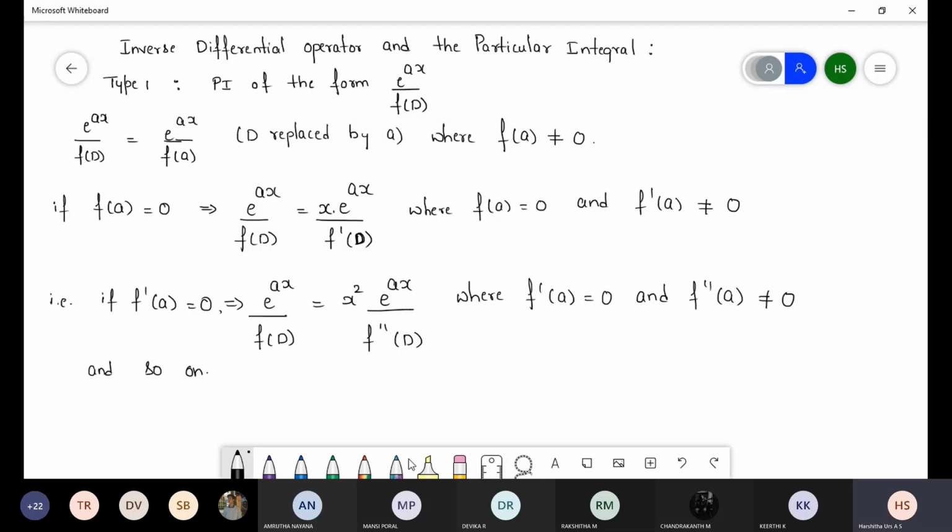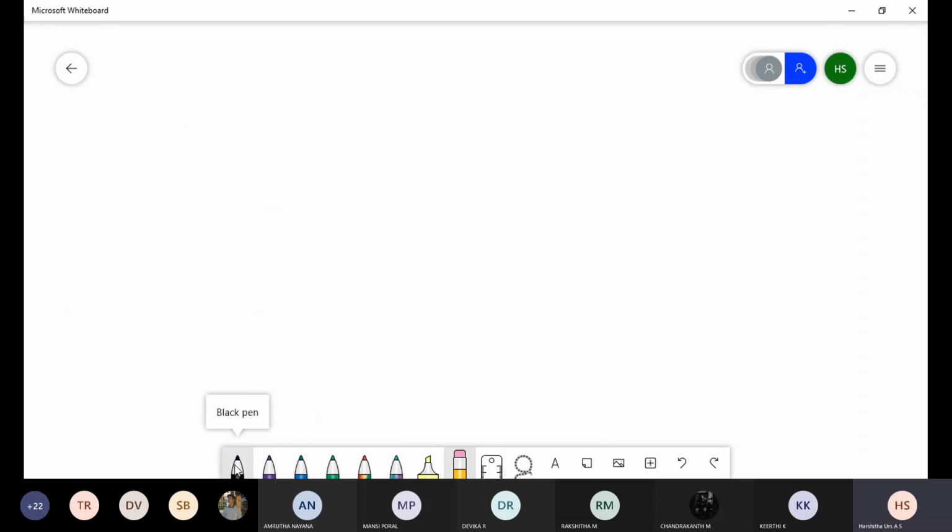Let us see the first problem. Let us see the first one here: e power x divided by d square plus 3d plus 2. This is an example I am showing. Problems we will see if possible in today's class. Here e power x. What do we have in the place of a here? 1 ma'am. Yes, very good.